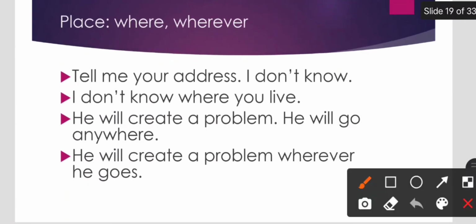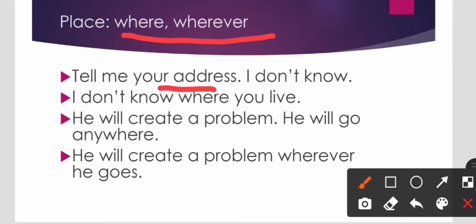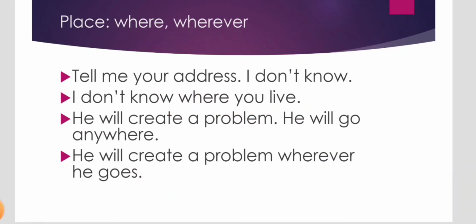Next is place. So which subordinating conjunctions do we use? Where or wherever. Place, where a thing is done. Tell me your address. I don't know. I don't know where you live. Okay. In place of address, we have used the clause where you live. He will create a problem. He will go anywhere. He will create a problem wherever he goes. Okay. वो जहाँ जाता है वहीं प्रॉब्लम क्रिएट करता है.